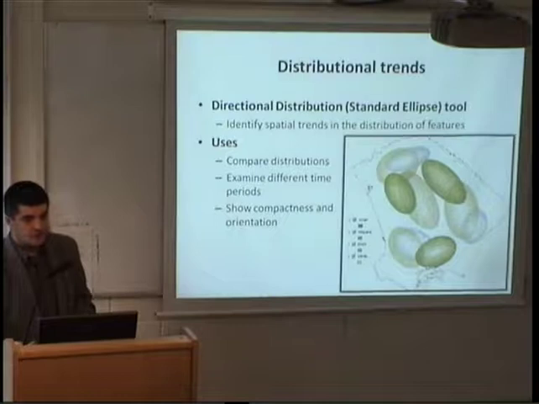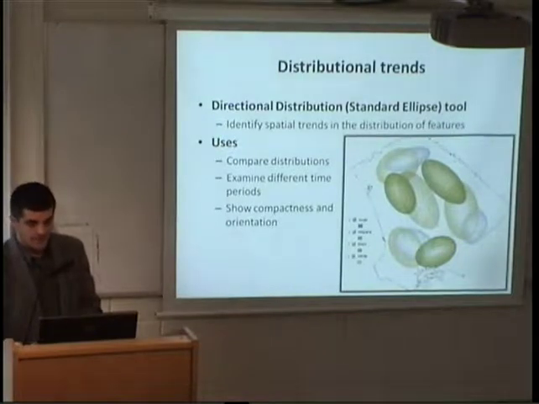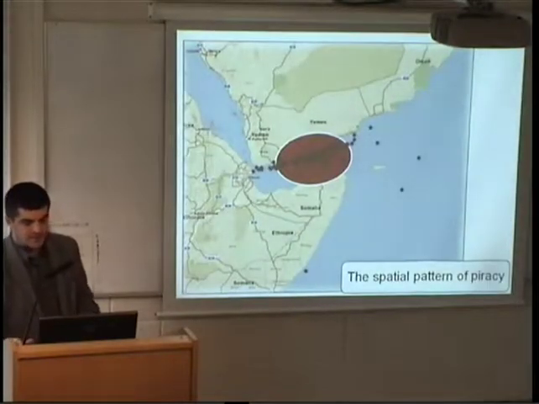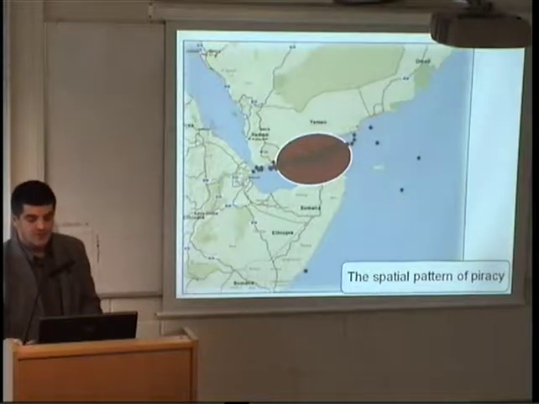Using distributional tools, you can also get trends of your distribution. For example, you can compare distributions, examine different time periods, and show compactness and orientation. In this map, it is shown the distribution of different population ethnicity groups, and you can see how they are distributed, the trend. This is another example showing the spatial pattern of piracy near Somalia.